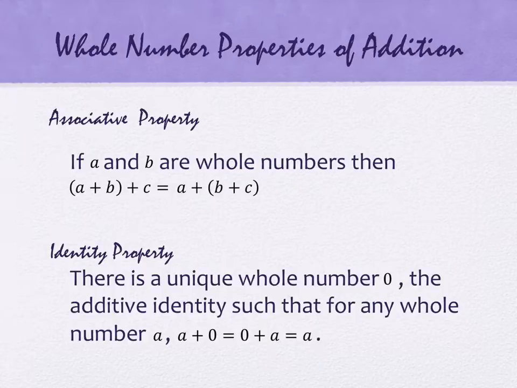Identity property. The identity property has a couple of things in it. Every time I ask a question where I say, what is the identity element? The identity element is the value that makes this work. So what's the identity element that they're referencing in this problem?